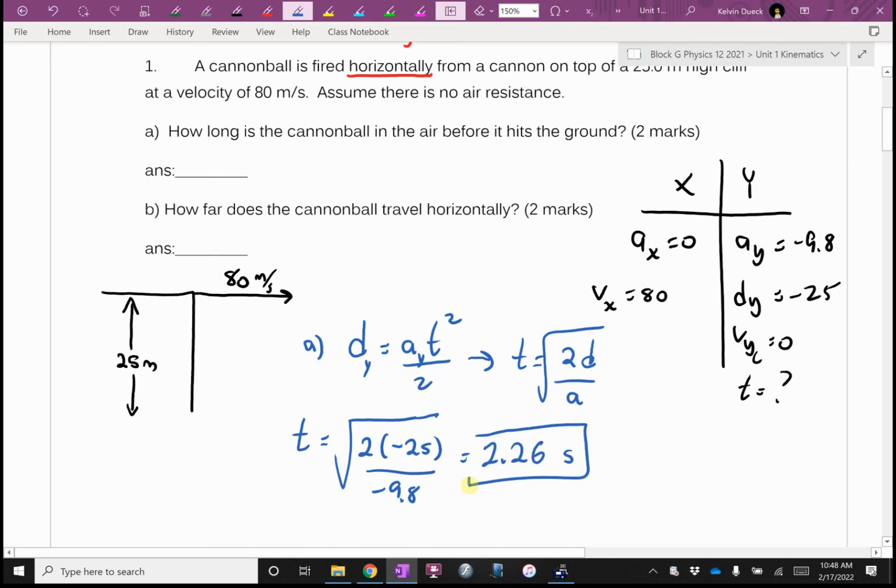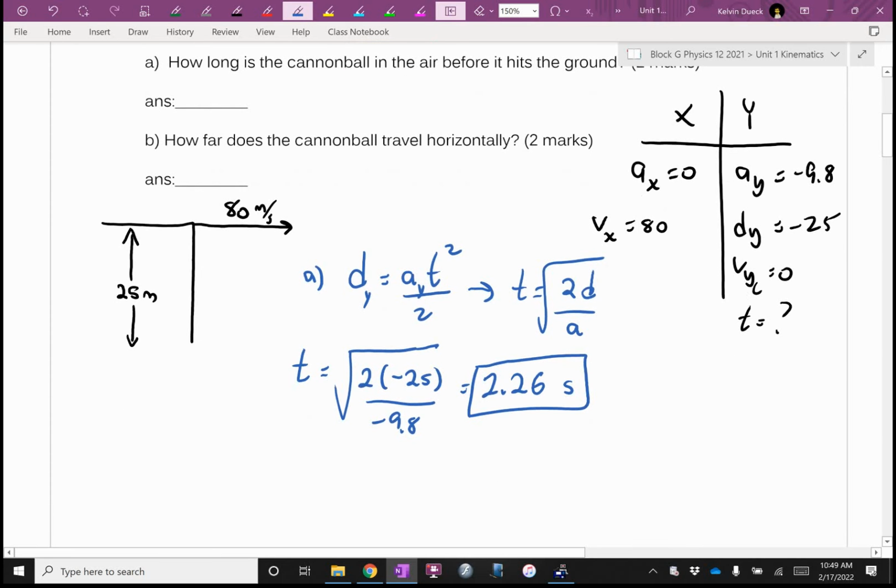If you got that, I would give you 2 out of 2. If not, I suspect I'd give you a half mark if I saw that you knew that AX was 0 and AY was negative 9.8. I would probably give you a half mark if you had the aha, I know Vy initial is 0. I would give you a half mark if I saw that, and a half mark for the answer.